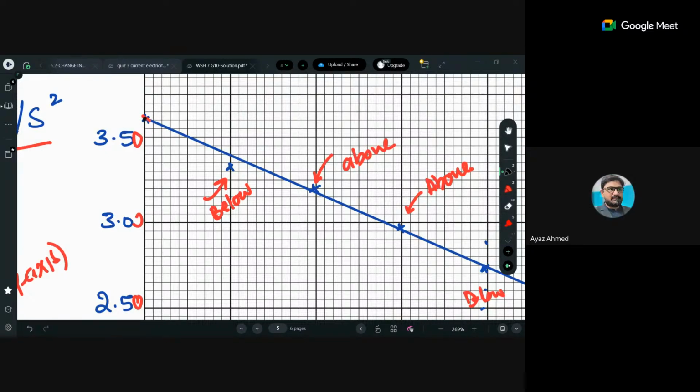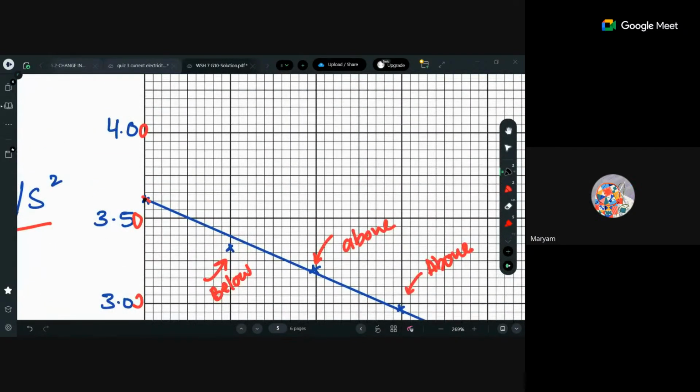30.51. Is it? Almost. 51, 52, 53, 54, 56, 57, 58. No, no, no.